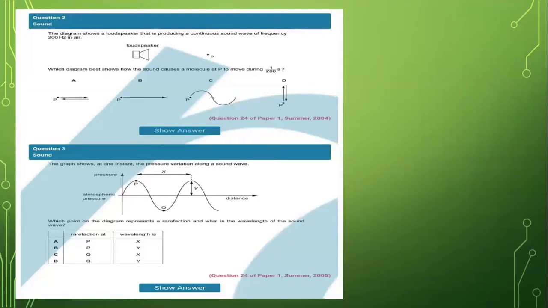So which point on the diagram represents a rarefaction, and what is the wavelength of the sound? So the line X shows the wavelength. Why? Because it is from one crest to the other crest, so that shows one wavelength. And we need to tell where the rarefaction is taking place. The rarefaction is when the pressure is the lowest. So as the graph suggests, at this point the pressure will be the lowest, and we have Q as where the rarefaction will be. So the rarefaction will be at Q, and the wavelength will be at X. So we are going to take option C.